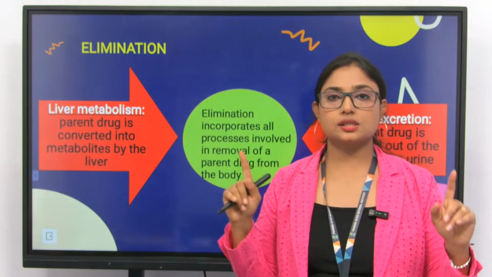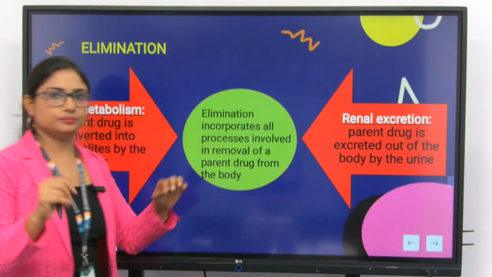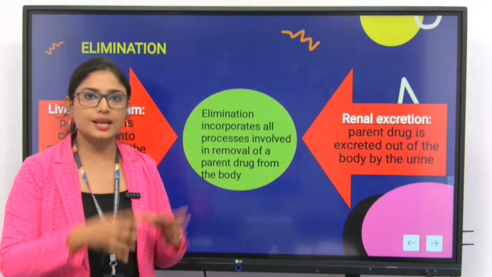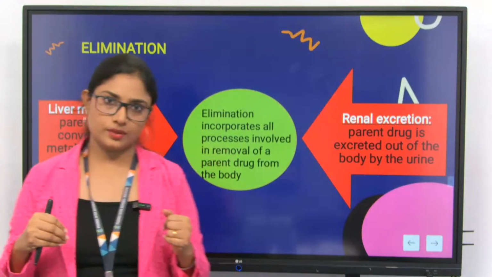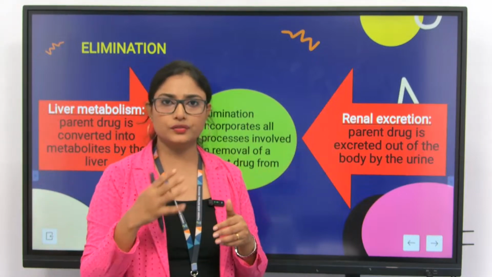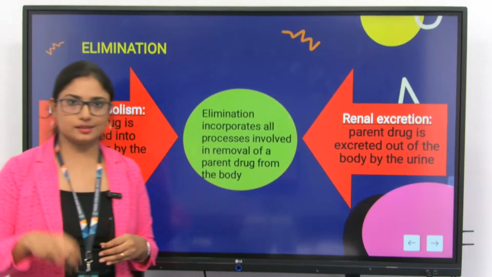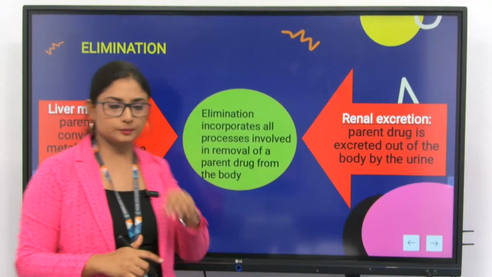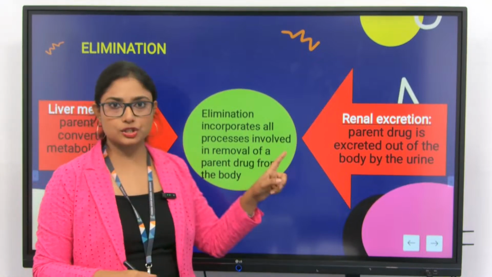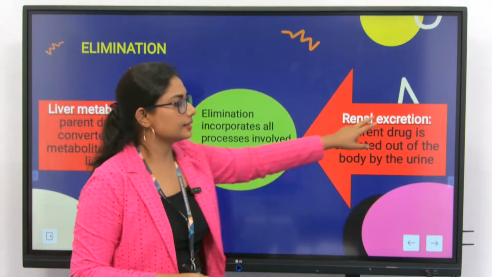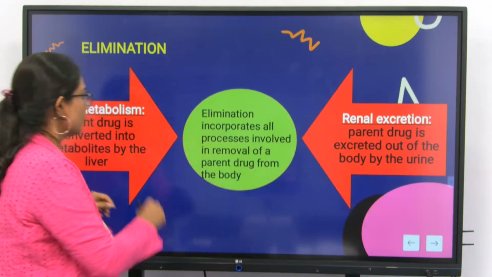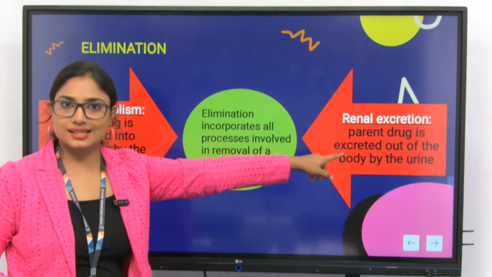Next, the last process is elimination. I've told you the last thing is excretion, so what is elimination? What is the difference between excretion and elimination? Excretion is just the removal of drug from the body. The body is just excreting the drug out. Elimination is the combination of liver metabolism and renal excretion. Here comes the difference: elimination includes both metabolism and excretion.